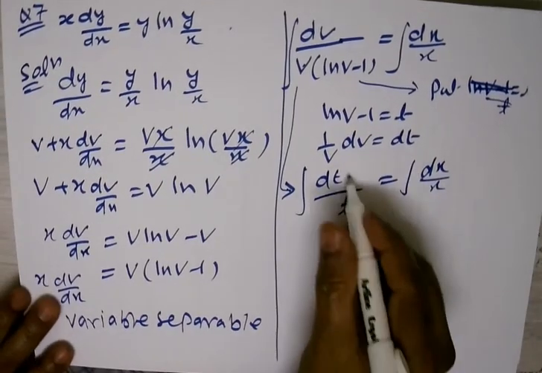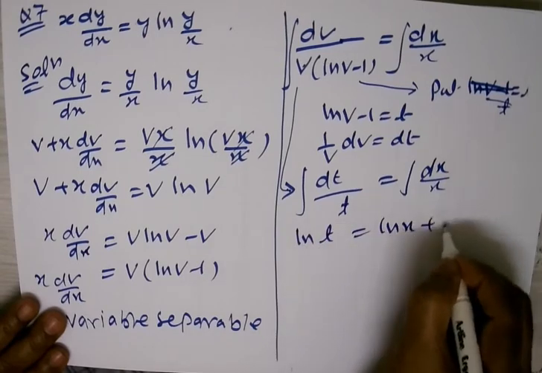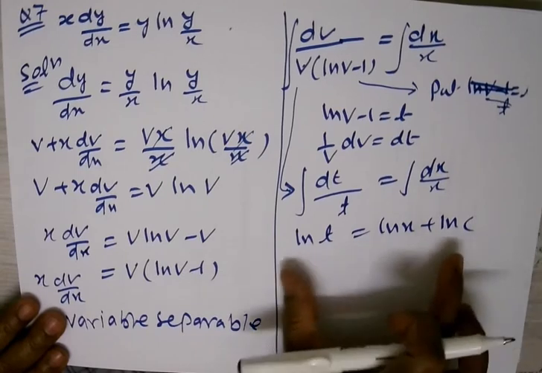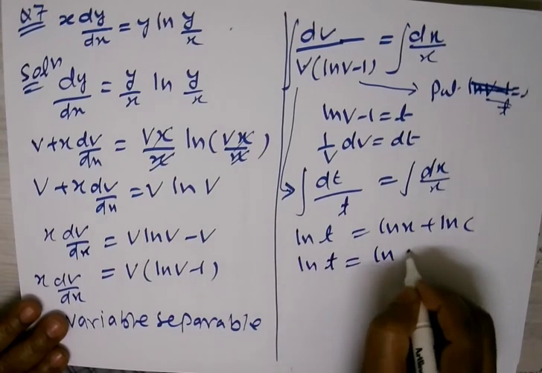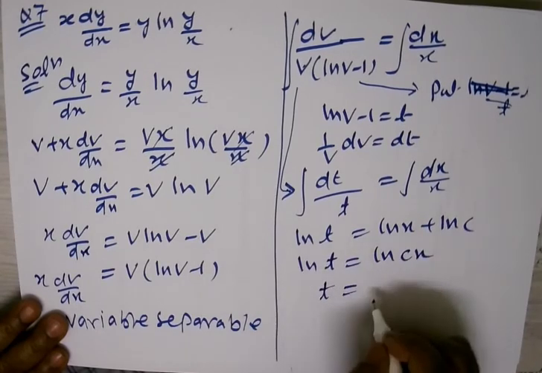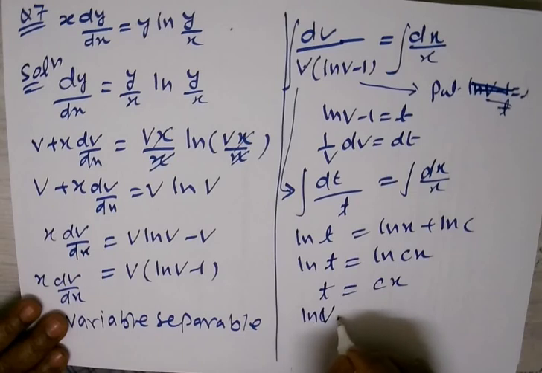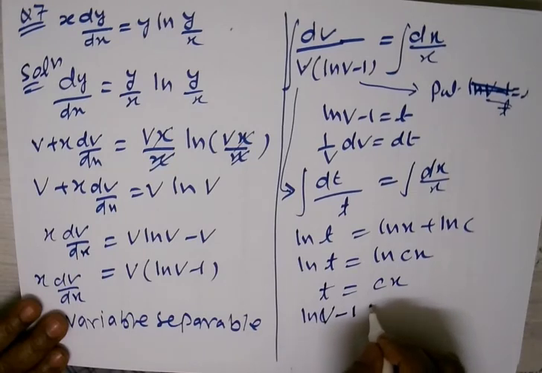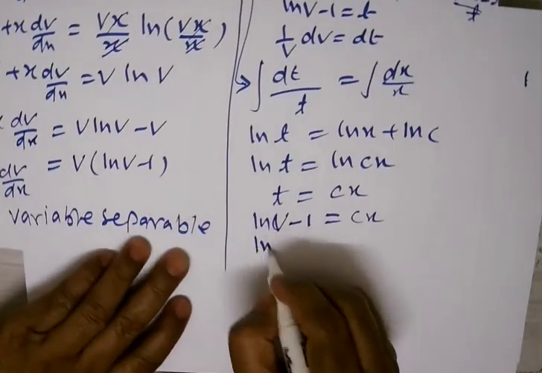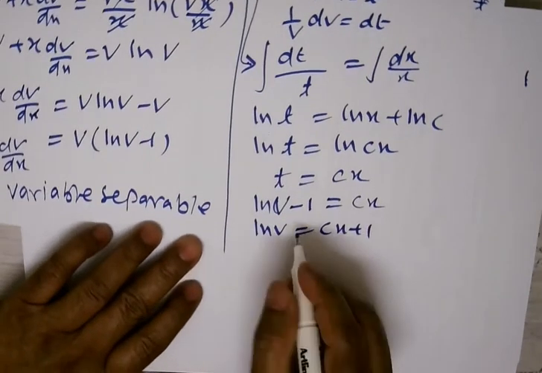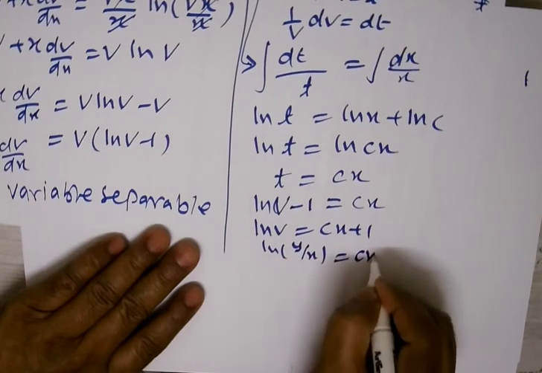Now simplify it. Integration of dt over t is ln of t, is equal to ln of x plus ln of c. As I told you before, everywhere it is coming as ln, so write it like that. Now ln of t is equal to ln of cx. Cancel ln, so t is equal to cx. What is t? t means ln of v minus 1, equal to cx. Now simplify it. ln of v is equal to cx plus 1. So v ln v, where v means y divided by x, equals cx plus 1.